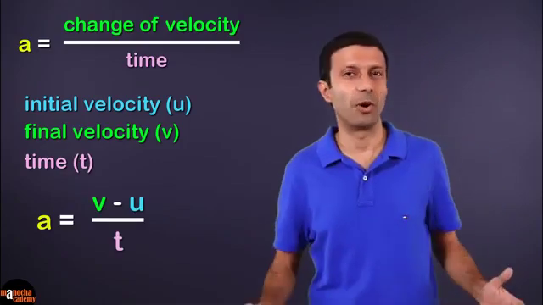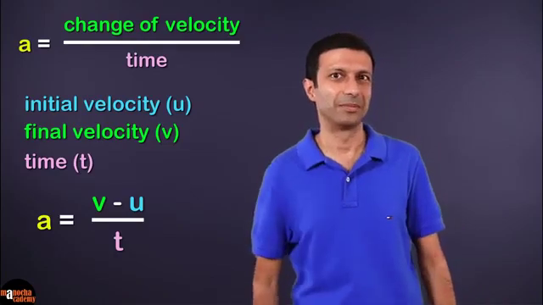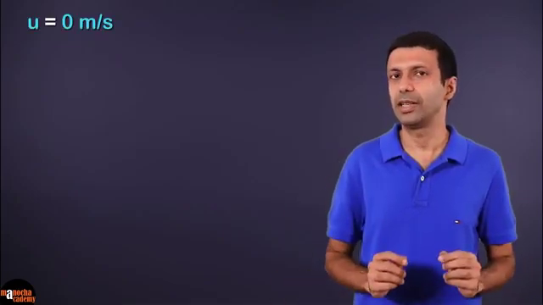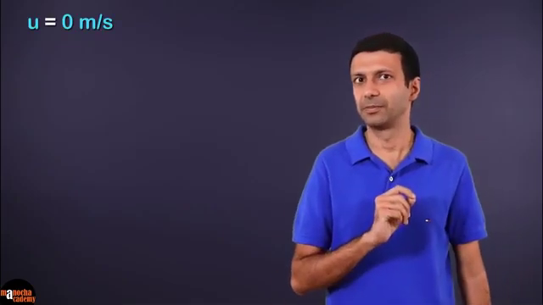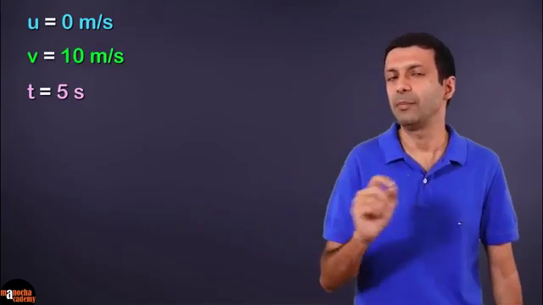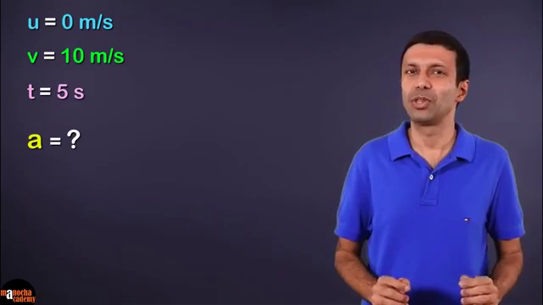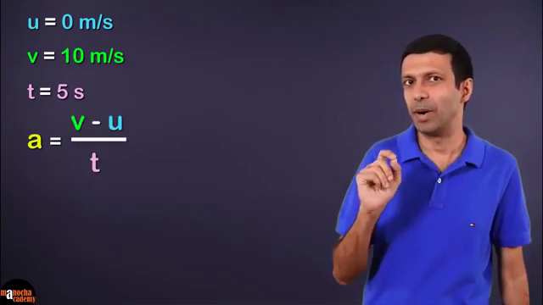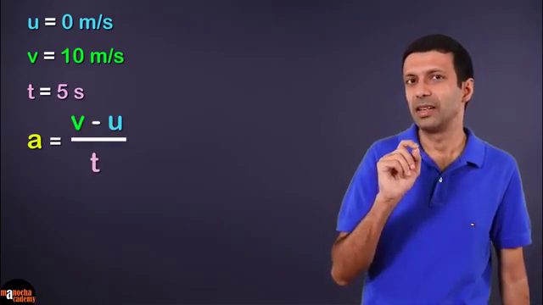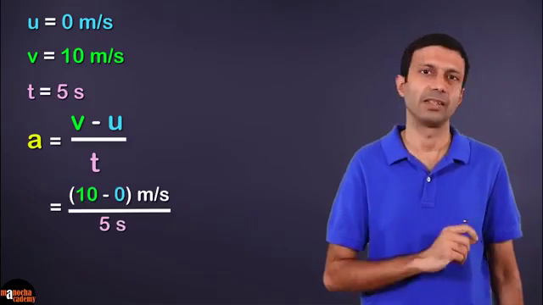Now let's use this formula to calculate acceleration in our car example. Let's say the car is initially at rest. So the initial velocity is 0 meter per second. Now I press the accelerator and it takes 5 seconds to reach the final velocity of 10 meter per second. So what's the acceleration? Let's use the formula v minus u by t. So that's 10 meter per second minus 0 meter per second by 5 seconds.